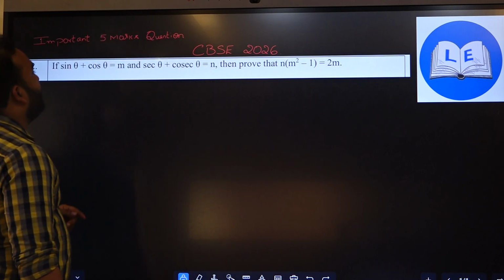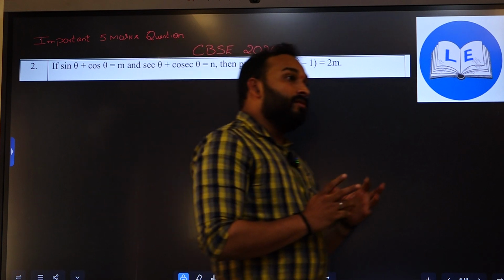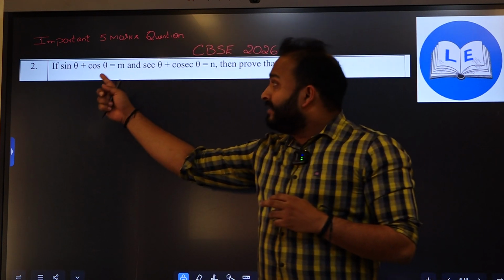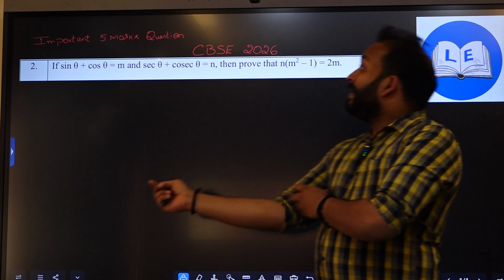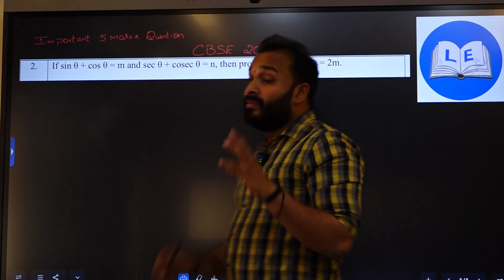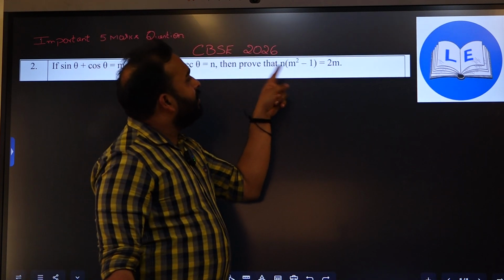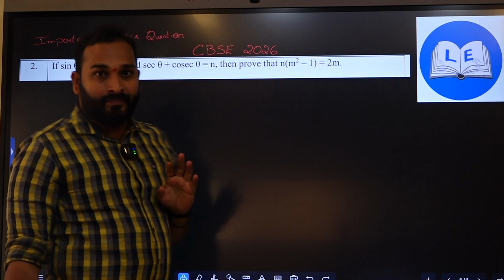So this is a question from the chapter trigonometry, but look at the question. Here they have given sine theta plus cos theta is equal to m, secant theta plus cosecant theta is equal to n. They ask you to prove m square n into m square minus 1 is equal to 2m.